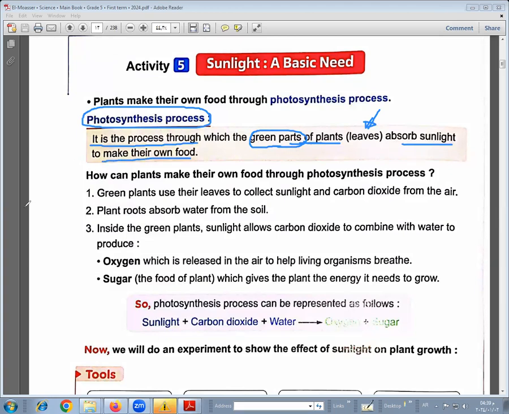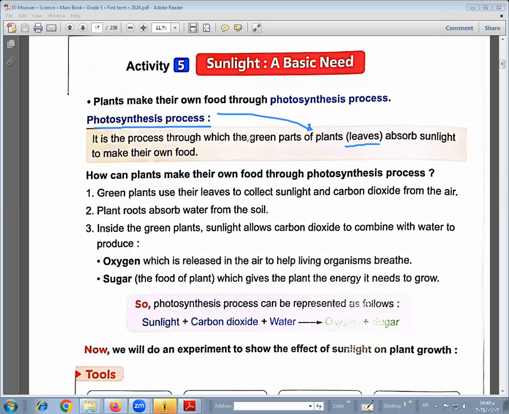So when we want to talk about the photosynthesis process, we must know that it is found only in plants, and this happens in the green parts of plants. What are the green parts of plants? It is leaves. So true or false? Plants can make photosynthesis by roots. It will be wrong. Plants can make photosynthesis by stem. True or false? Who can know?